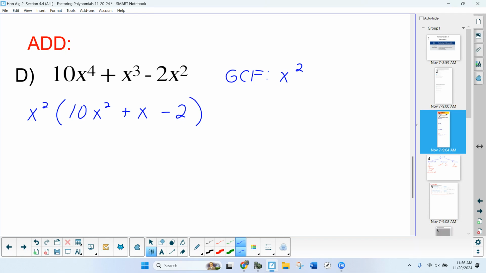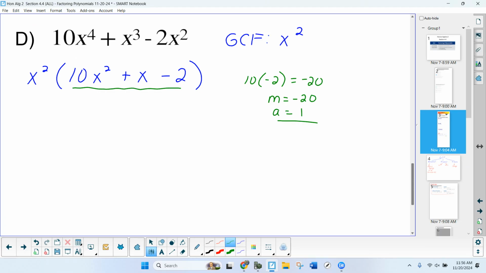Okay, are you good so far? And now a is 1. You have a trinomial left. a is 1. So what are you going to do? Do you remember? Multiply what? So 10 and what's 10 times negative 2? And you're going to ask yourself what? Multiplies to get negative 20 and adds to get 1, the middle term. Very good.